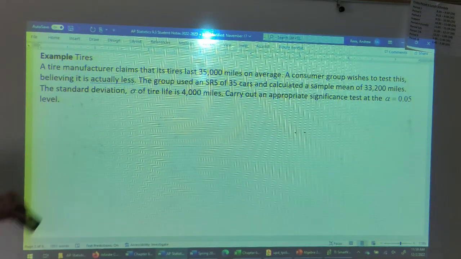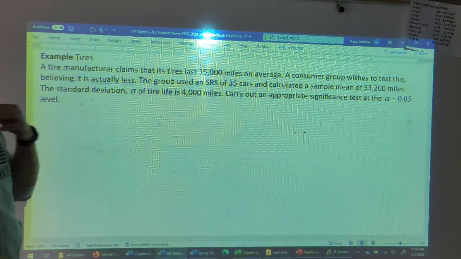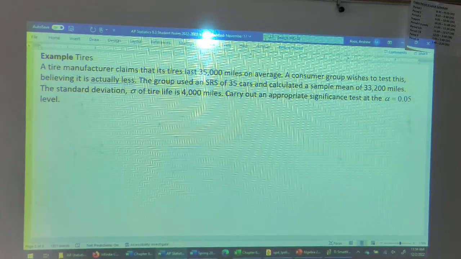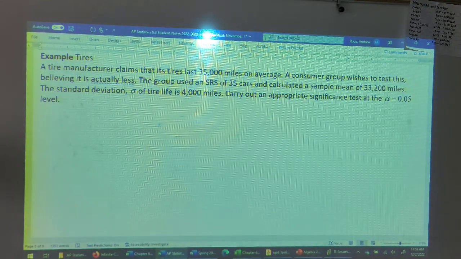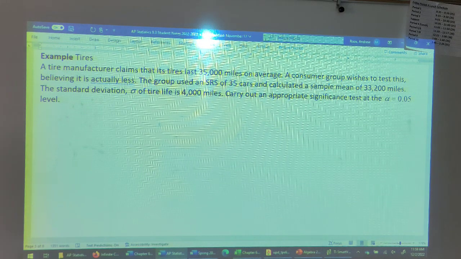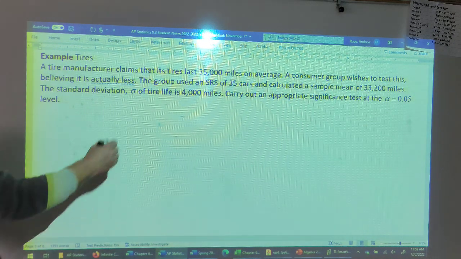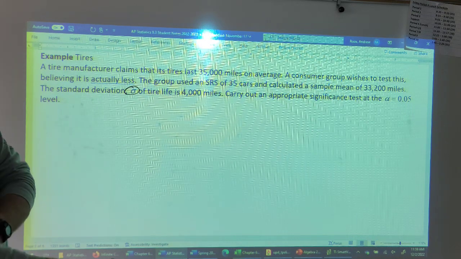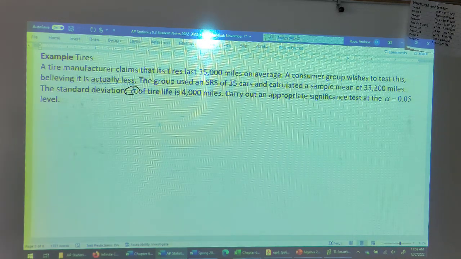A tire manufacturer claims that its tires last 35,000 miles on average. A consumer group wishes to test this, believing it's actually less. The group used an SRS of 35 cars and calculated a sample mean of 33,200 miles. The standard deviation, sigma, that's going to be key here, sigma of the tire life is 4,000 miles. Carry out an appropriate significance test at the 5% level.